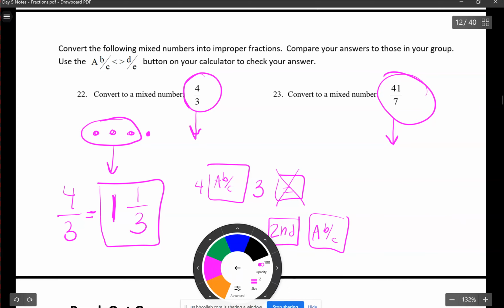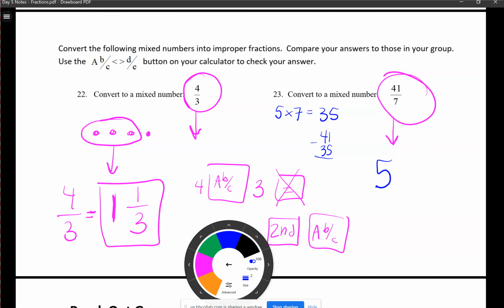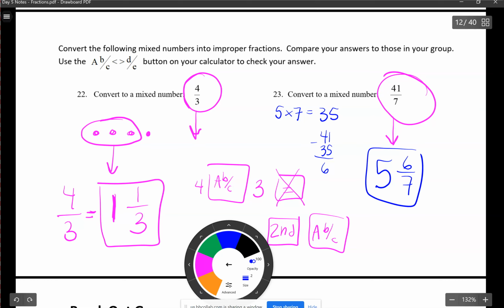Cool. And what did we get for our next one here? That one, if 7 goes into 40, how many do I remember? What is that going to be? That's going to go in 5 times, because 5 times 7 is 35. And if I use up 35 pieces, how many is left over? So 6 pieces left over. So 5 and 6/7. Did I do that right? Did anyone else get 5 and 6/7?